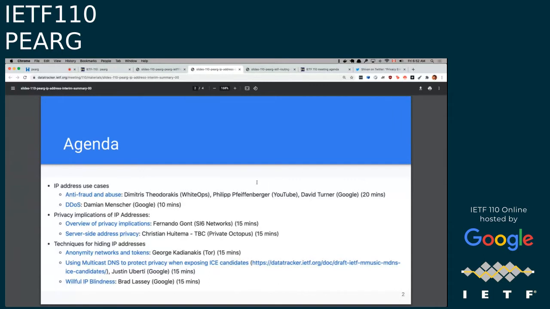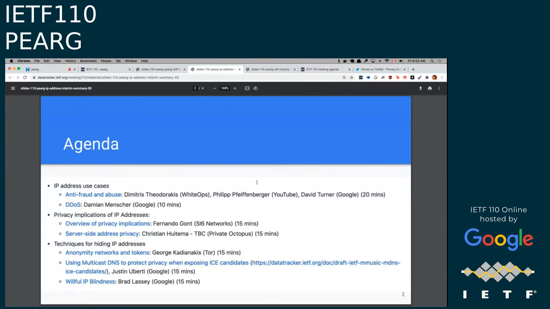Right, so the interim that we had, I forget when it was actually. The entire focus is on IP privacy, trying to look at it from the perspective of clients and servers. We made sure we had discussion in terms of how IP addresses are currently used on the server side for various anti-fraud and abuse cases, and for denial of service prevention and mitigation mechanisms. And there was a lot of lively conversation that came out of that.